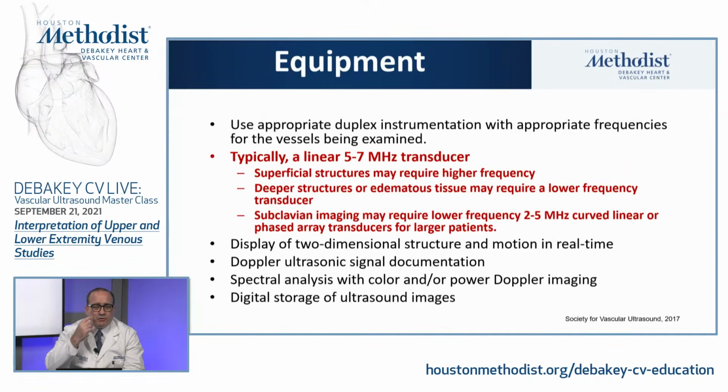The way we perform ultrasounds of the upper extremities, usually we'd like to have a linear transducer, 5 to 7 megahertz. However, at times, depending on the patient's body habitus, we may want to decrease the frequency to 2 to 5 megahertz and use the curved transducer to get deeper, especially if we're trying to image the subclavian vein, or sometimes the axillary vein, in somebody who has a large body habitus.